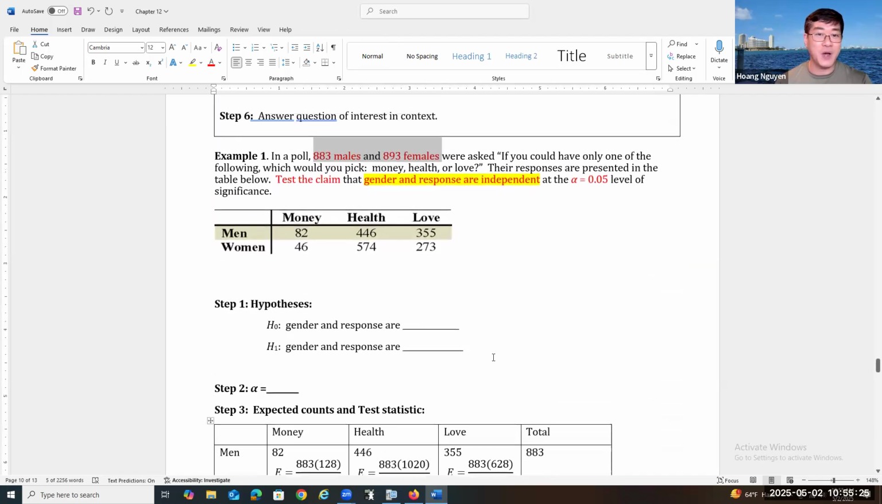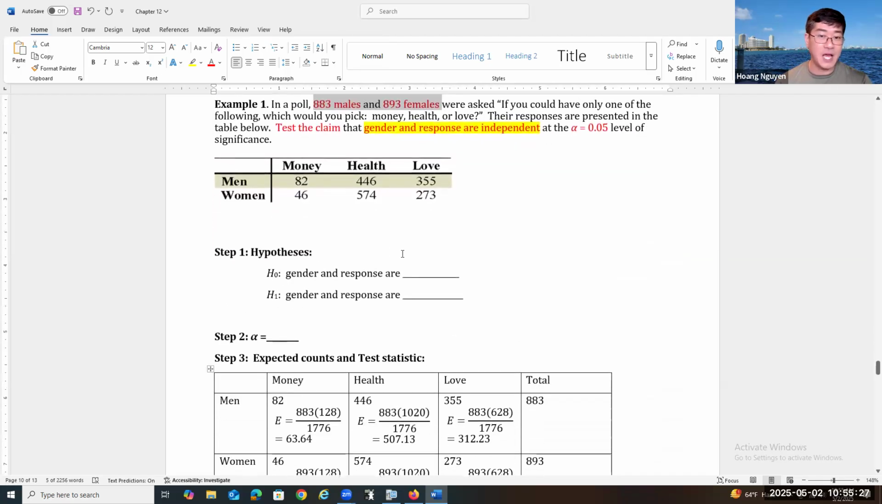Okay, so now let's go back to the hypothesis test. For the null hypothesis, we say that genders and responses are independent. And for the alternative hypothesis, we say that genders and responses are dependent. So they're not independent, they're dependent.